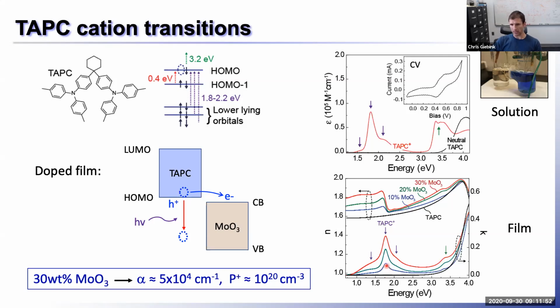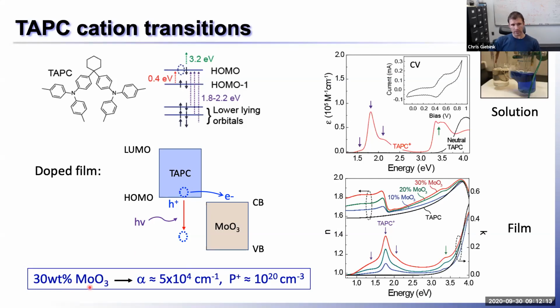And you can see that as we increase the concentration of moly oxide, the strength of the absorption for this TAPC cation grows. So based on the oscillator strength, or the absorption cross-section that we calculate from the molar absorption coefficient, you can extract some typical numbers.